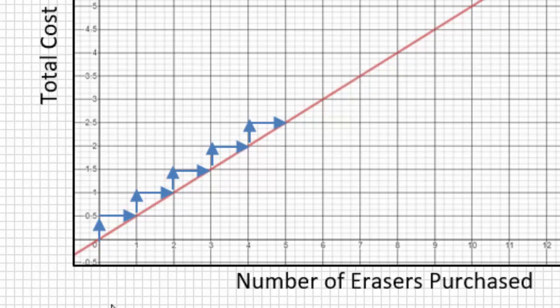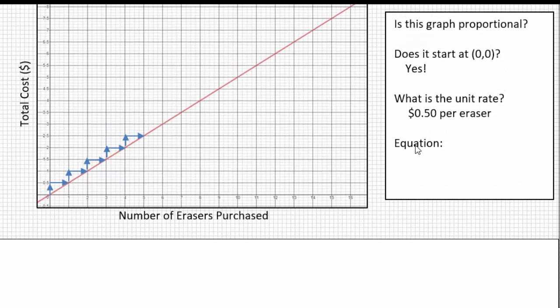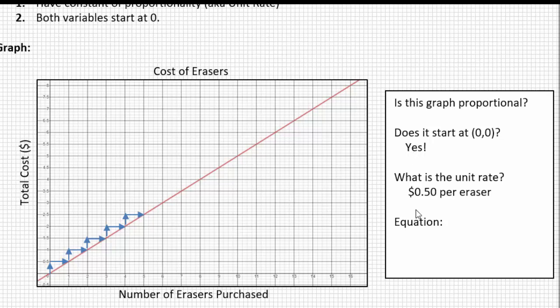So, what do you think the unit rate is if it goes up 50 cents for every eraser that is purchased? You said 50 cents per eraser. I'd agree with you. That's our unit rate. So our question has been, how can we use our unit rate to write our equation? Well, if I buy 5 erasers, that's $2.50. I know that I just need to multiply 5 times 50 cents, and that will give me the total cost. What if I buy 10?